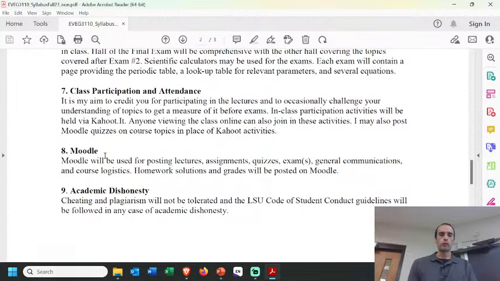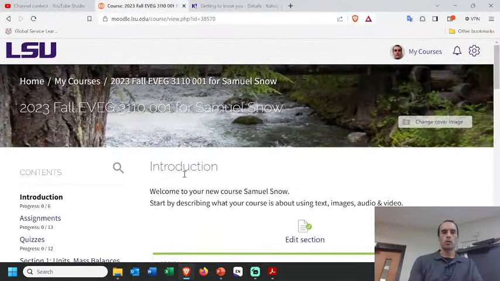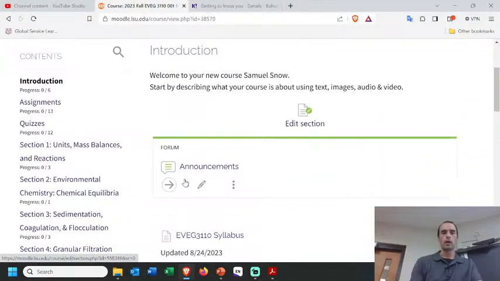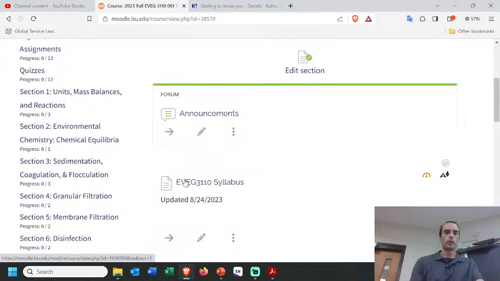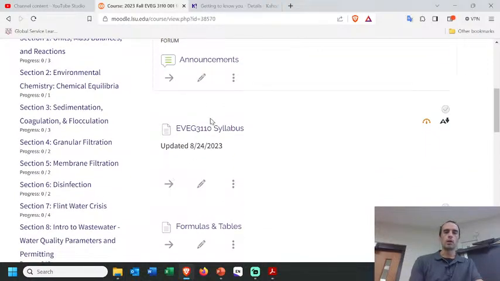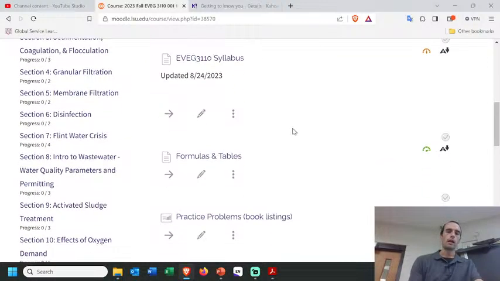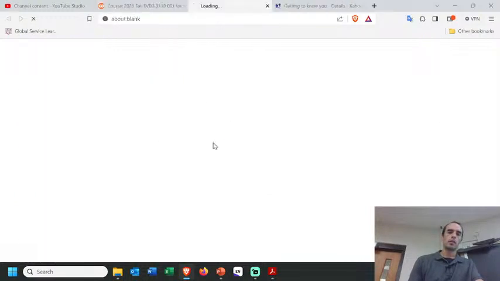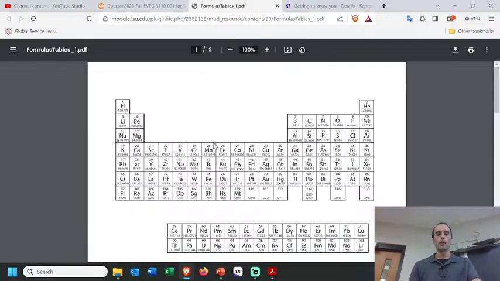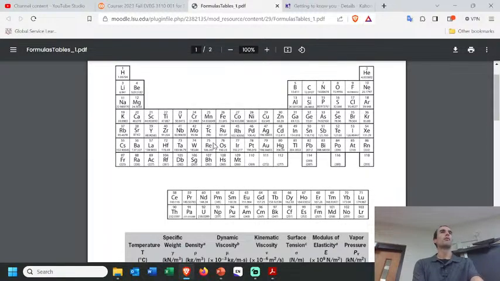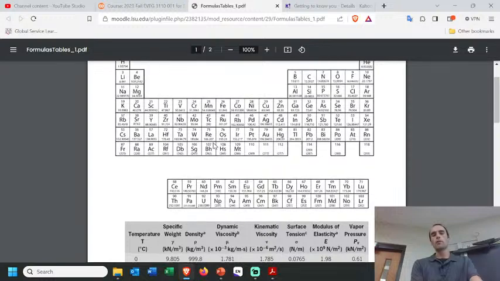I use Moodle, so you'll see the page is pretty full of materials. I'll go ahead and actually flip over to that so you'll be able to see kind of my current situation here. Of course, it'll look slightly different for you. I've got the syllabus here. I've got a formulas and tables sheet here. This will be what you get on your first exam, and I'll update this for your second exam and so on. Every exam you'll have a periodic table.